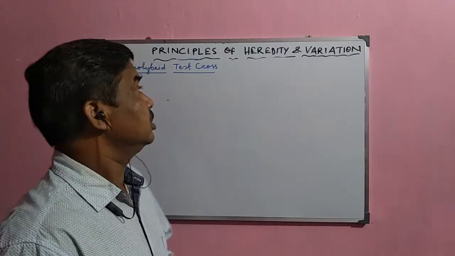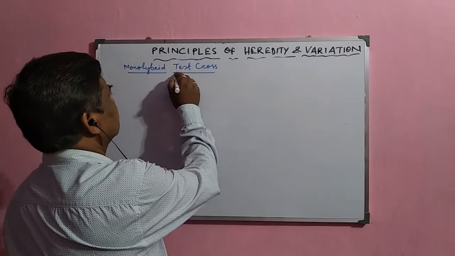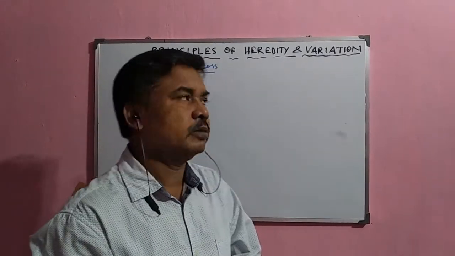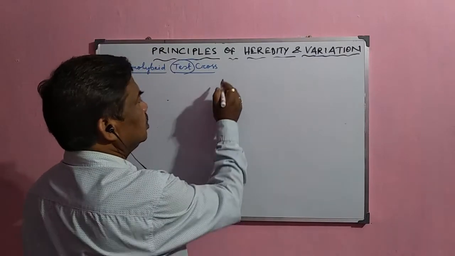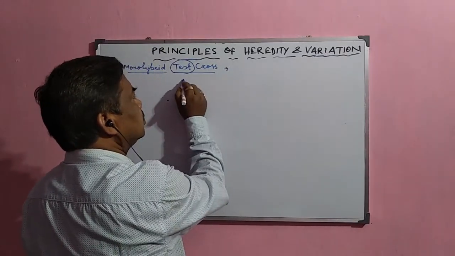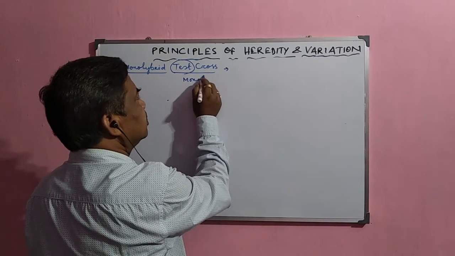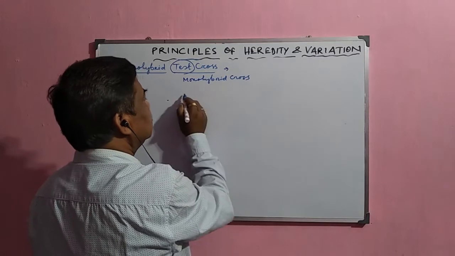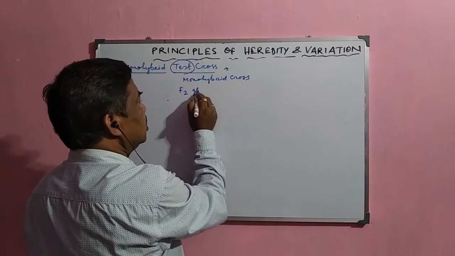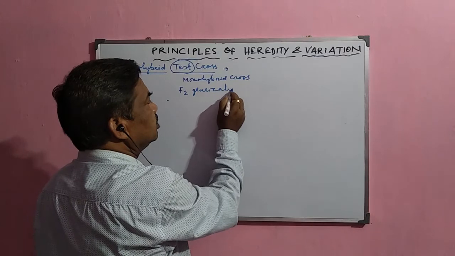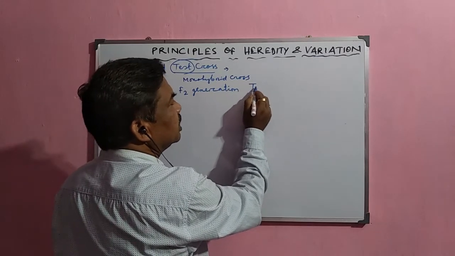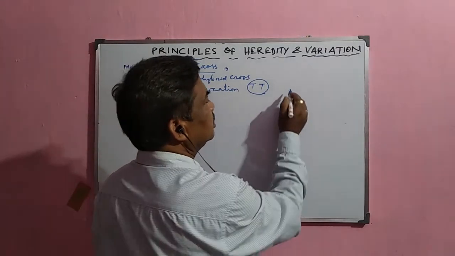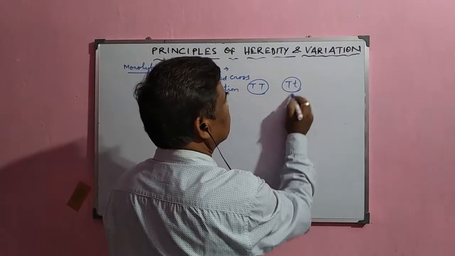In this video, I shall discuss the monohybrid test cross. Now, the question is, what is this test cross and why was this test cross used by Mendel? When we observed the monohybrid cross experiment, in the F2 generation, there are two types of genotypes, capital T capital T, and capital T small t.